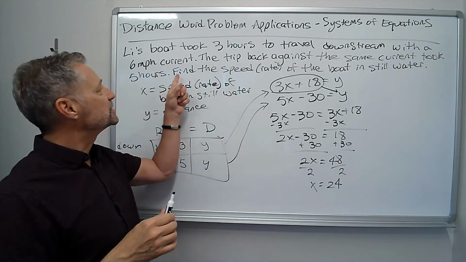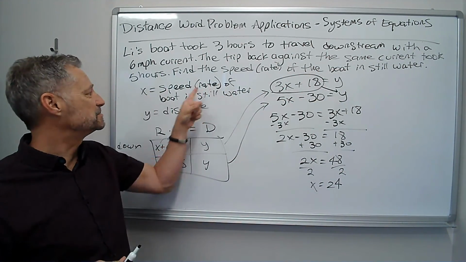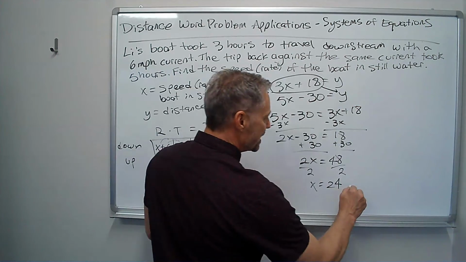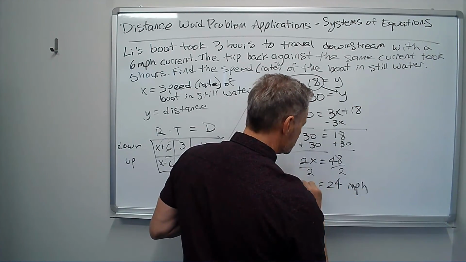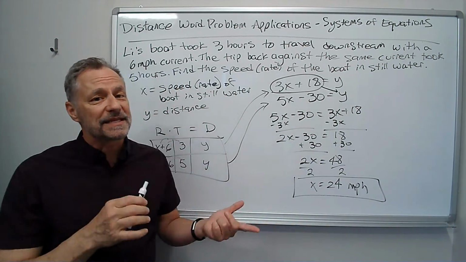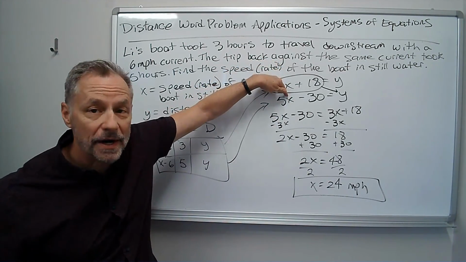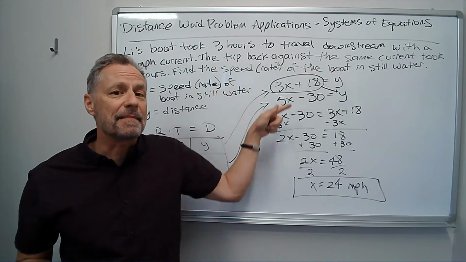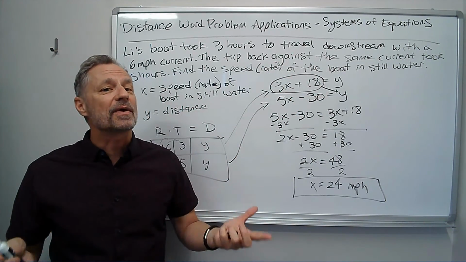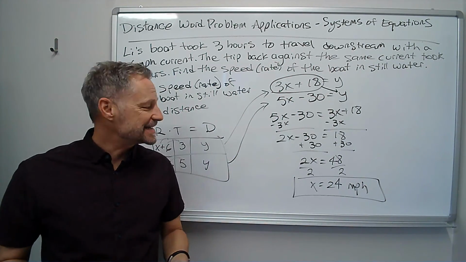Remember, what's the question? Find the speed or the rate of the boat in still water. Well, x was the speed of the boat in still water, so that's my answer: 24 miles per hour. If I wanted to find what the distance was, I could plug the x in here or here. They both have to give me the same answer because they're both y. I don't care what y is because they didn't ask, but I could find it easily if they did.